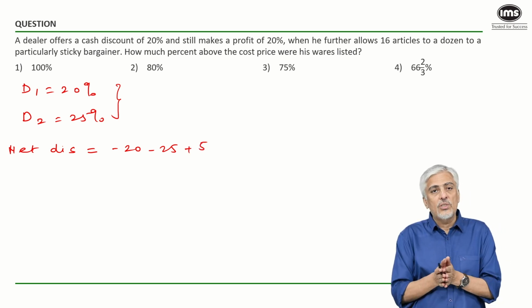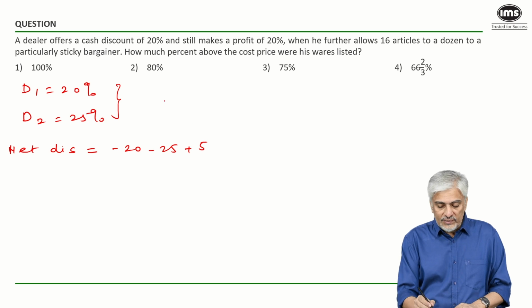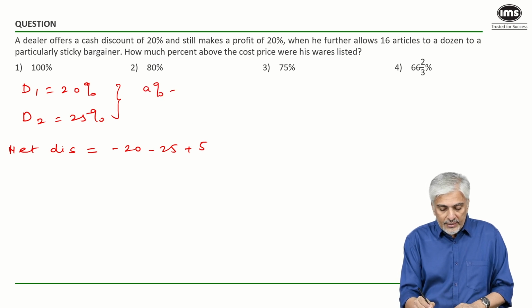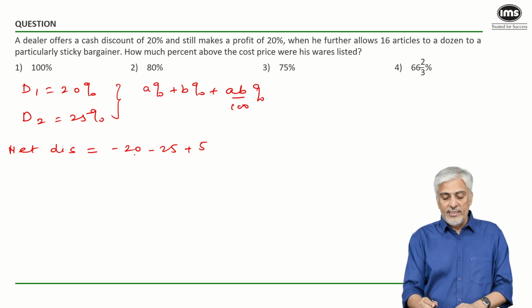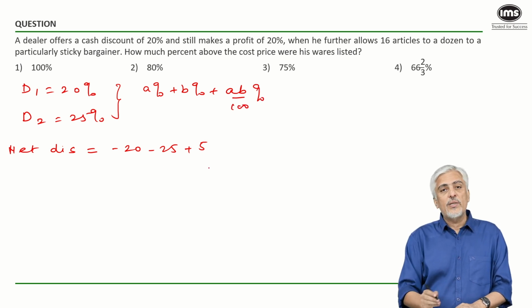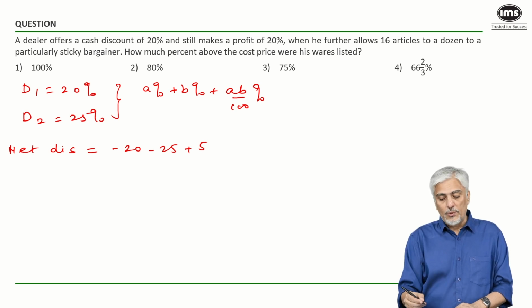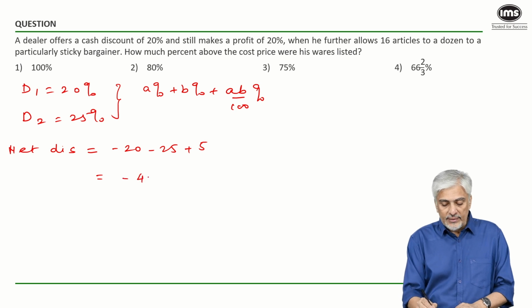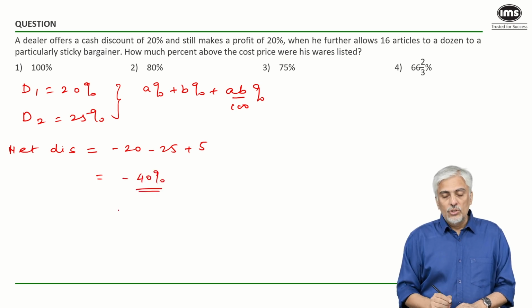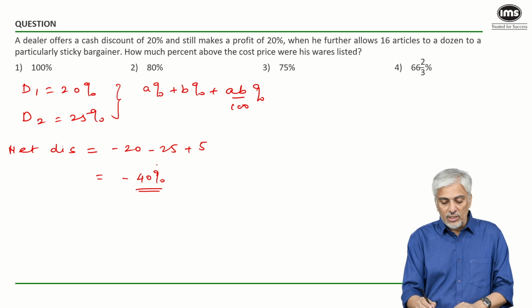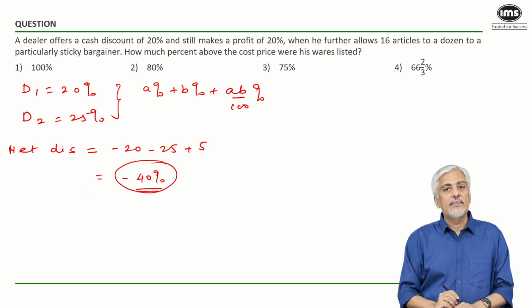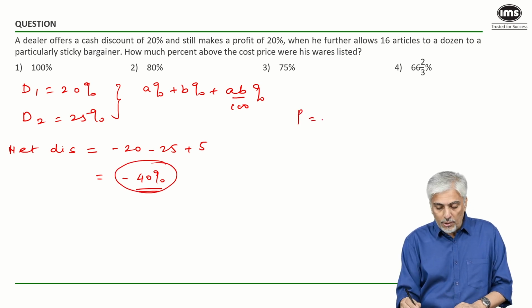Let me explain this to you. What is successive discount formula? Successive discount is A% plus B% plus AB upon 100%. So it will be negative 20 minus 25 plus 20 into 25, it will become positive, upon 100, so it becomes 5. So the net discount will be 40%. So can I say after offering a discount of 40%, he's still making a profit of 20%?